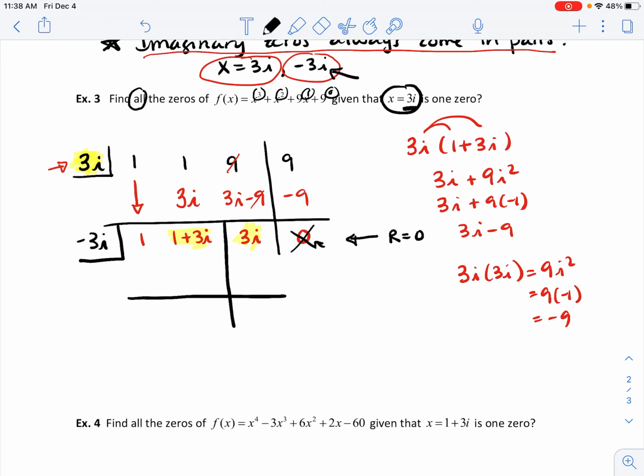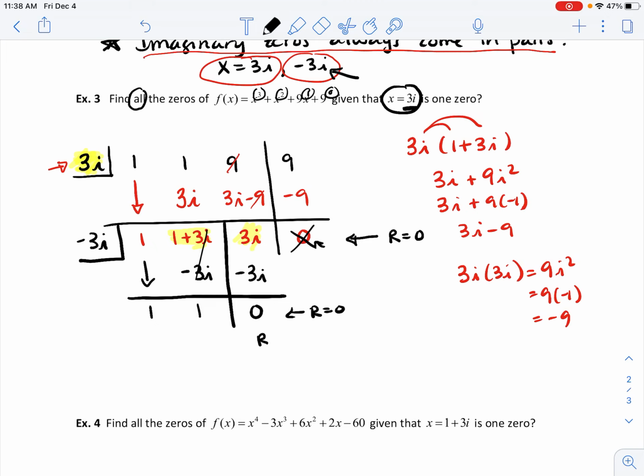So doing this again, I'm going to bring down this one. -3i times 1 is -3i. Now, what is 1 plus 3i minus 3i? Look, these 3i's cancel out. It's just a 1. Do you see how simple that is? And then if I do it one more time, -3i times 1 is -3i, and 3i minus 3i is 0. But we knew we had to get a remainder of 0 because we knew that that was a solution to my equation.